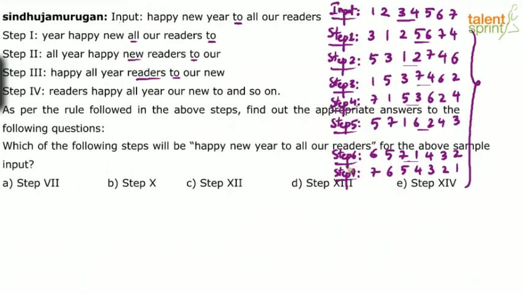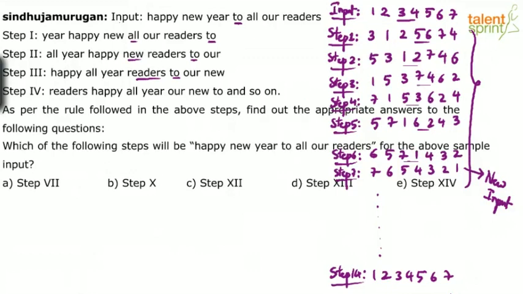Now let us assume that step 7 is the new input. Original input is 1, 2, 3, 4, 5, 6, 7. The new input is 7, 6, 5, 4, 3, 2, 1, which is the reverse of the original input. So it is obvious that after 7 more steps, which means in step 14, this 7, 6, 5, 4, 3, 2, 1 will become 1, 2, 3, 4, 5, 6, 7. That's it. Are you able to follow?